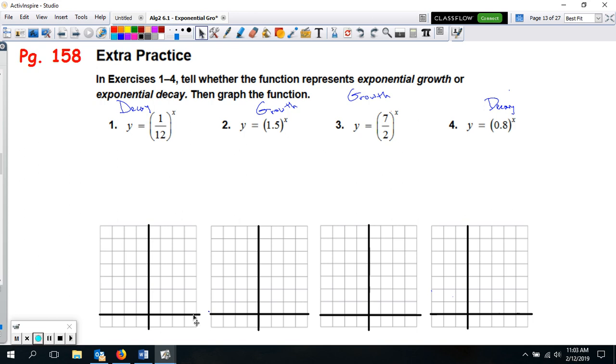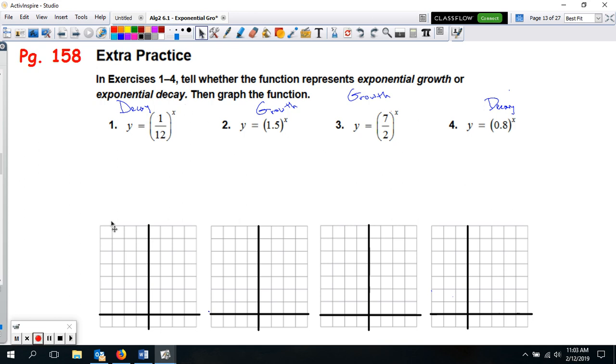As we start to see things change, we'll see some transformations happening a little while later and see how they look a little different. But we're just getting used to the basic parent functions for these, which is just the b to the x. So these all would be considered parent functions in this case because they're just b to the x.